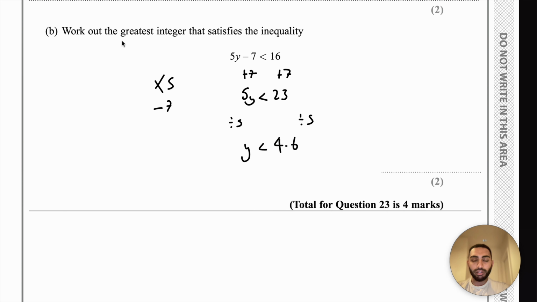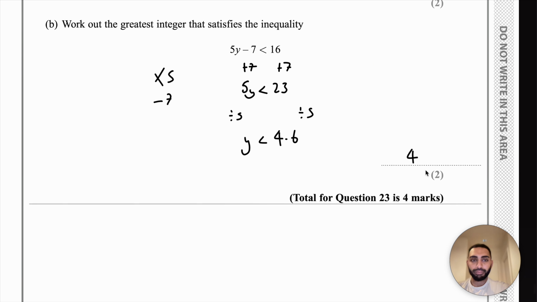We want the greatest number, the largest number it could be. We know y is smaller than 4.6. So what's the largest number it could be? It's going to have to be 4.